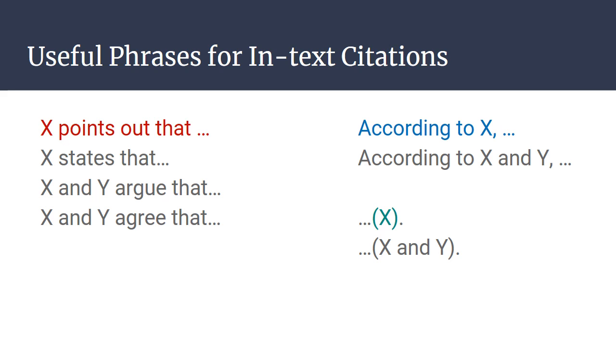So I might say, according to Smith, smoking is bad for your health. Okay? I would never do according to X, he says that smoking is bad for your health. I don't need the he says part. Okay? The other option here, as we can see in sort of this green color, is write a summary of what the source says, and then in parentheses put the name of the author. And that lets the reader know that all the ideas in that sentence come from that author or that group of authors, if you want to write down two names.